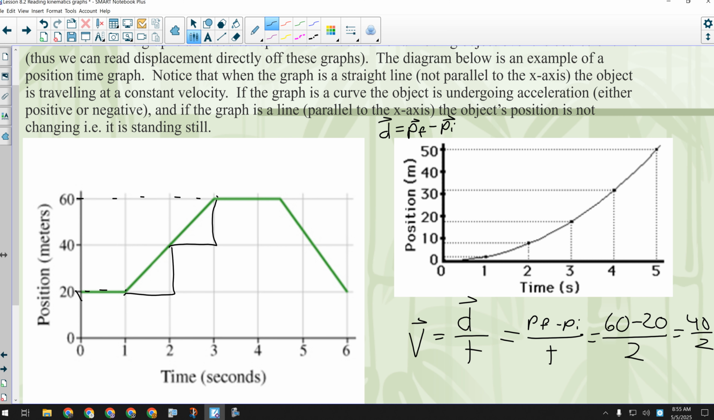Okay. What is the object doing between 3 and 4.5 seconds? Not moving. Okay? It stays at a position of positive 60 meters, right? Between here and here, its position does not change. It does not move for that 1.5 seconds. Okay. What is it doing between 4.5 and 6 seconds?